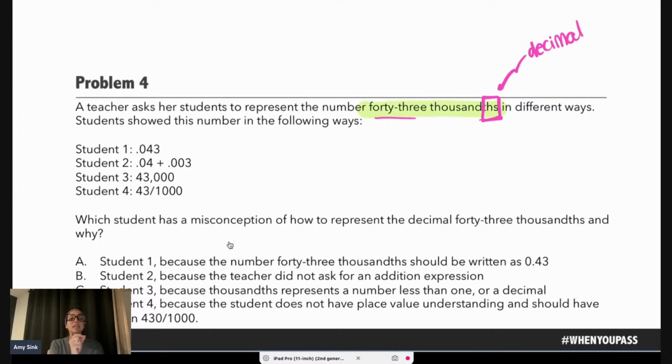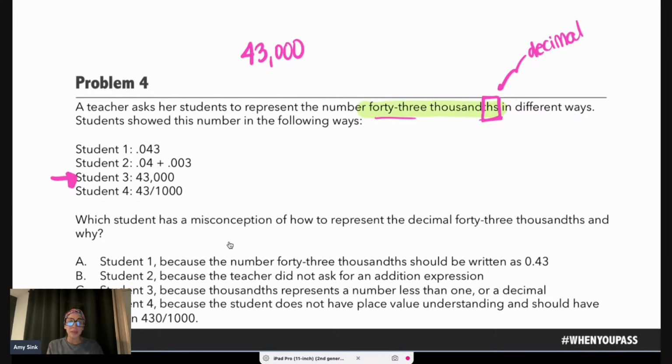Exactly. If it said 43,000 in different ways, then we would be looking at a whole number like 43,000. But because it says thousandths, we are looking at a decimal. So student number 3 is absolutely going to be the individual that has the misconception. They misunderstood that this is supposed to be a decimal.